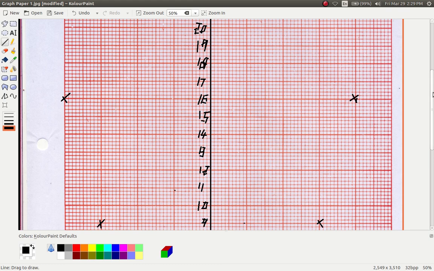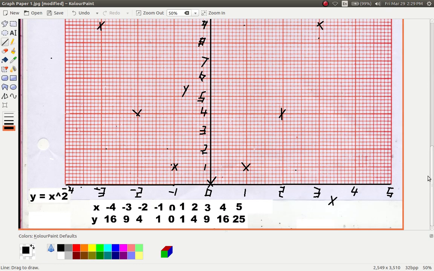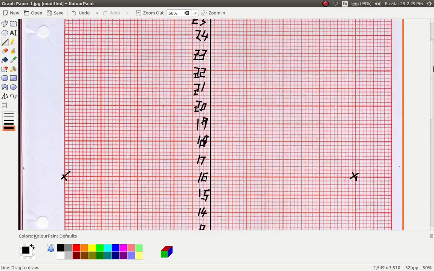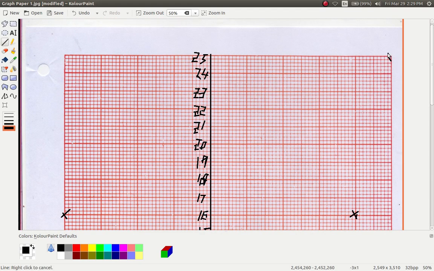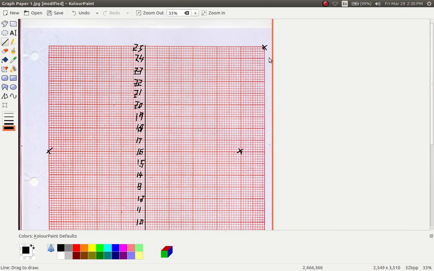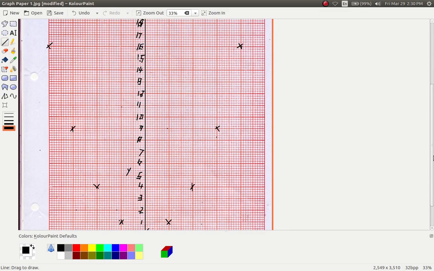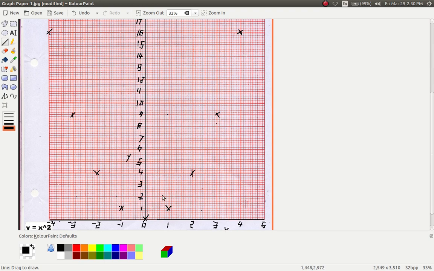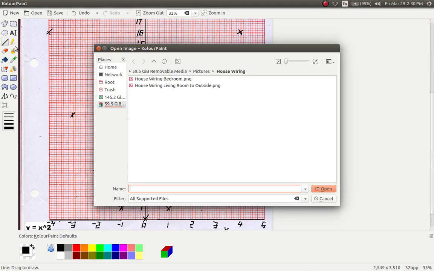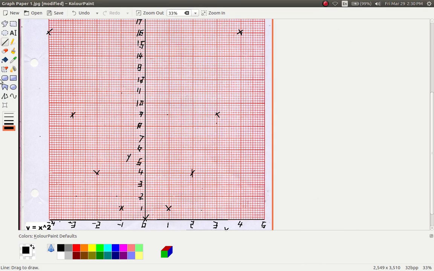And above 5, when x is 5, right at the edge to the right, and at 25. So I have my line here. Let's zoom out and take a look at what the points look like. So in this case now, what we need to do is draw a smooth curve. We're going to draw a smooth curve through these points.